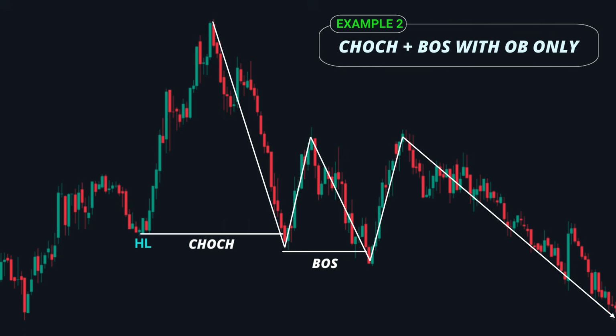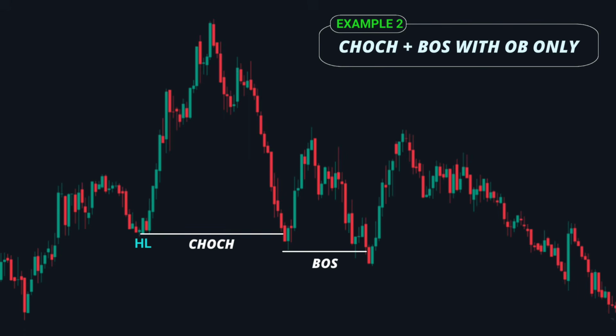With the bearish direction confirmed, we now focus on the order block. The last bullish candle before the strong bearish move that caused the BOS becomes our key zone. This is the bearish order block.